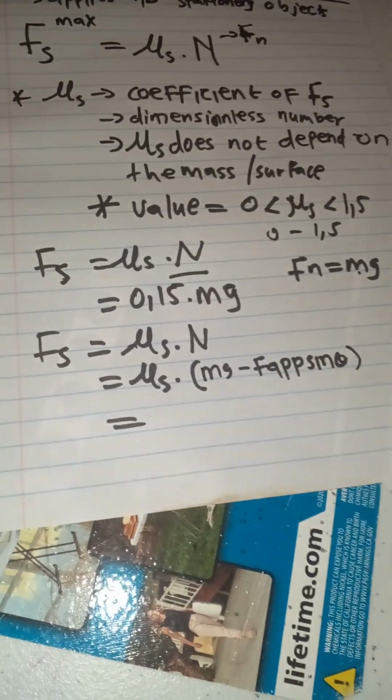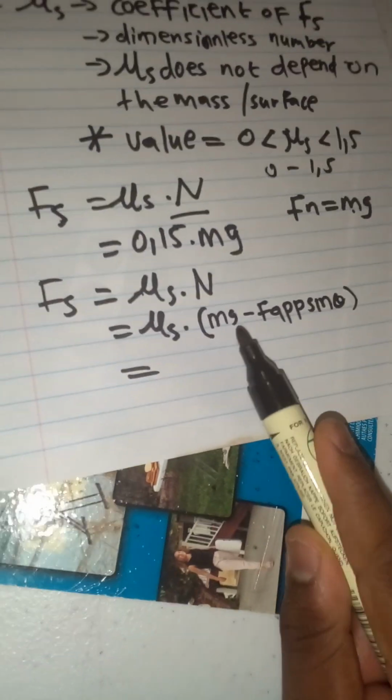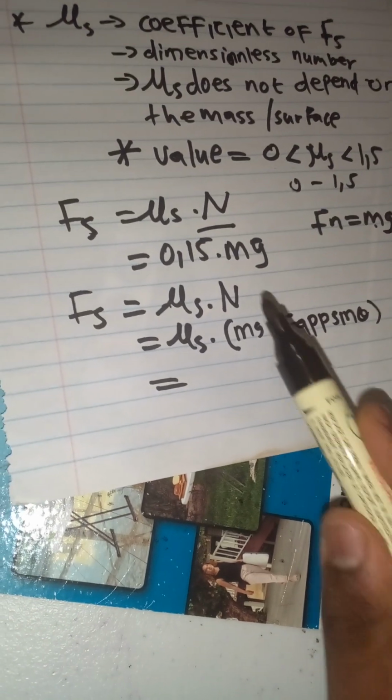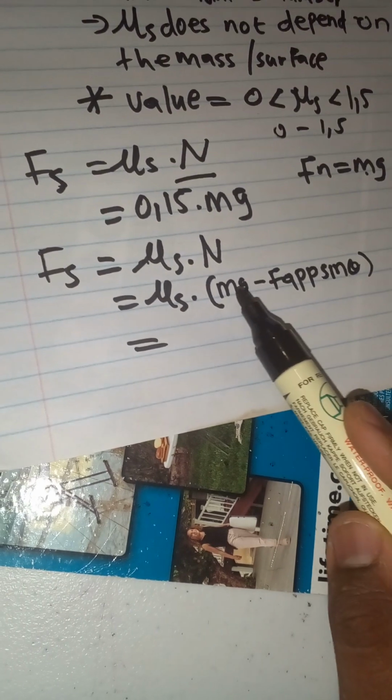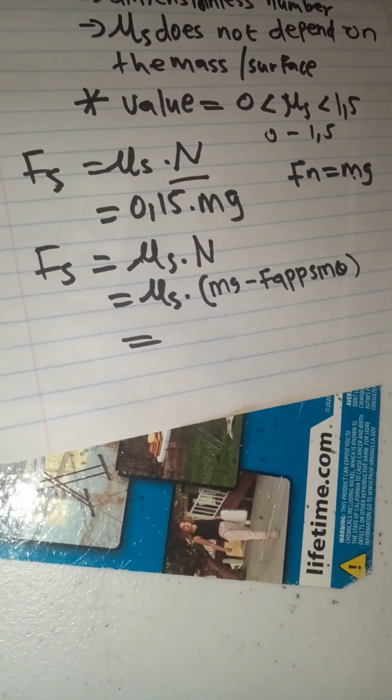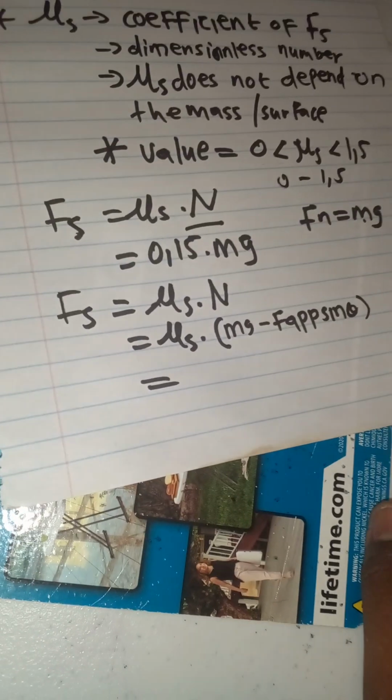I'm not going to go back there and explain. You must go back to the previous video and know what I'm talking about. This normal force will be replaced by this, since I told you, since the object is being pulled, it will be minus force applied sine theta, because mg and force applied will be moving in different directions.